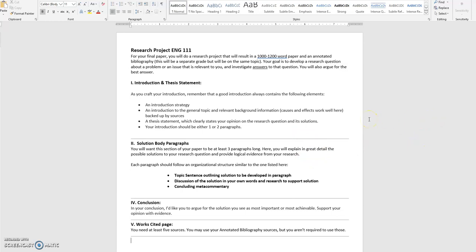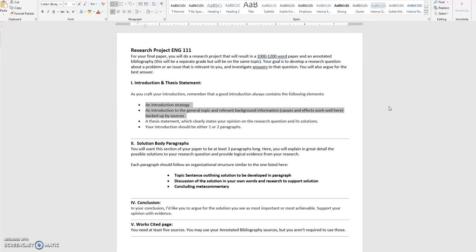So again, your rough draft is just rough and it's only 800 words, so it's okay if you don't have all these pieces, but ultimately for your final research paper, you need a minimum of 5 paragraphs. You need your introduction that will include an introduction strategy where you explain the importance of your research question. You might give some background information.